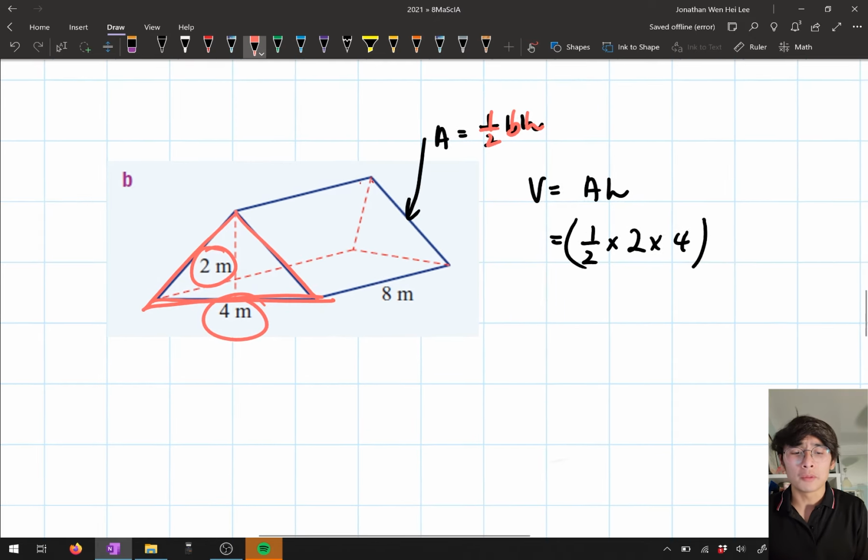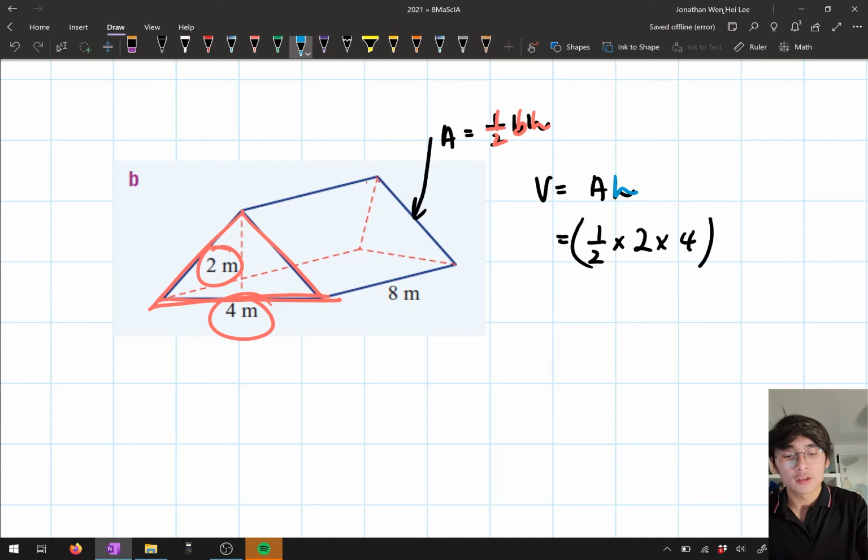Then in the volume formula, we need to multiply that by the height. So what's the distance between the two triangles? If you have a look at this particular shape, the distance between those two triangles is this 8 meters here. So I'm going to multiply this whole thing by 8. Okay, so let's actually calculate this.